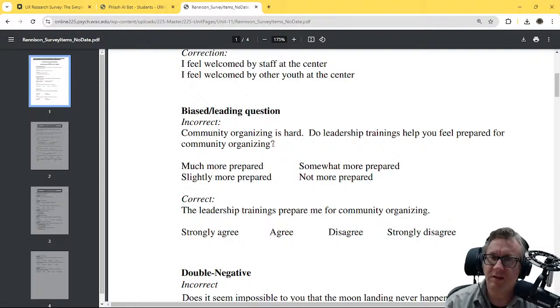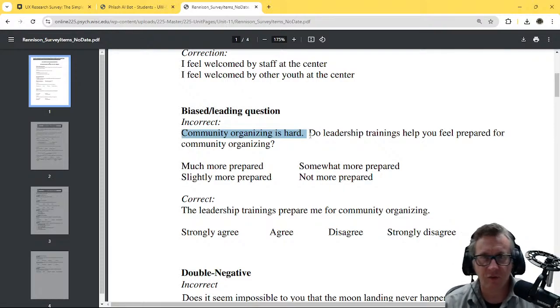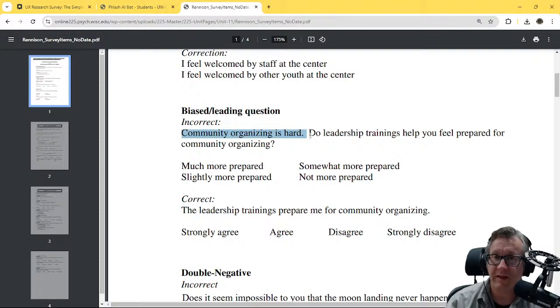Well, that's entirely subjective, sure, but you're looking for opinions, so that part is necessary and expected, right? We're looking for subjective experiences. But couching it in that language, first off, is unnecessary and helps prime that bias, leading the user to answer a bit more negatively than they would otherwise. And so, "Do leadership trainings help you feel prepared for community organizing?"